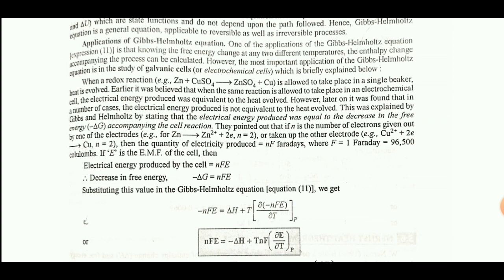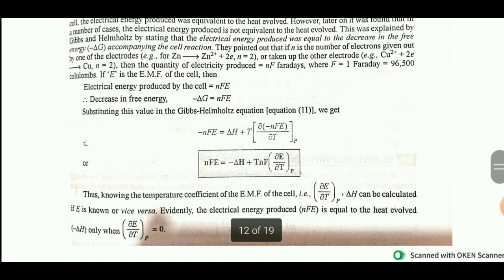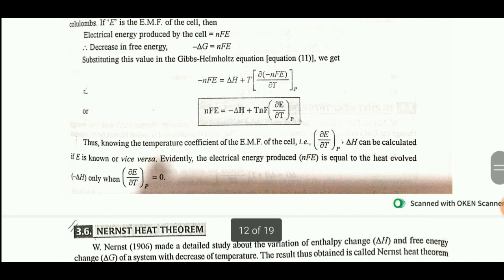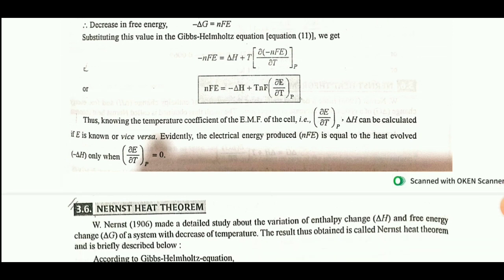Substituting this value in the Gibbs-Helmholtz equation, we get nFE is equal to minus ΔH plus TnF(∂E/∂T) at constant pressure. Thus, knowing the temperature coefficient of the EMF of the cell, that is ∂E/∂T at constant pressure, ΔH can be calculated if E is known, or vice versa. Evidently, the electrical energy produced is equal to the heat evolved only when ∂E/∂T at constant pressure is 0.